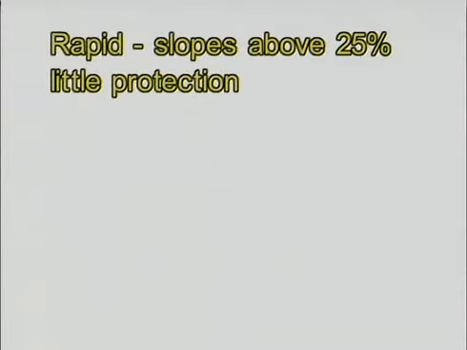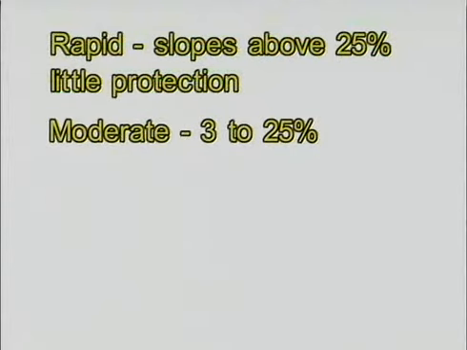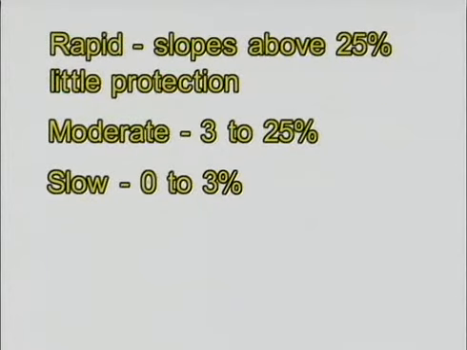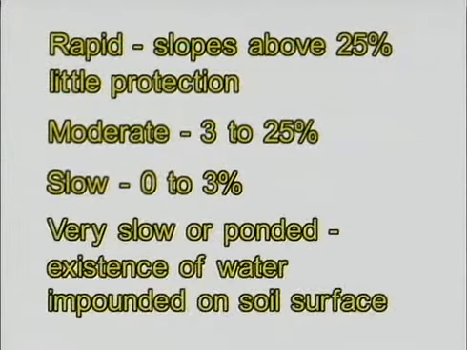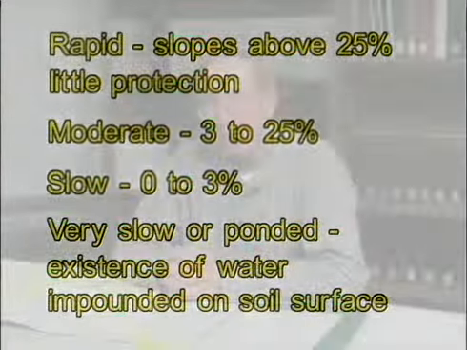On page 16, as we read the categories underneath surface runoff, it describes rapid. It's basically talking about slopes above 25% with very little other type of protection afforded. Moderate is slopes of from 3 to 25%. Slow is slopes of from 0 to 3%, and then very slow or ponded would only be used if we see the existence of water that has stood on that soil for a period of time and not been able to penetrate the soil and/or been impounded on the soil surface. Most of the time, unless they have very severe slopes, our surface runoff potential on sites will be moderate.